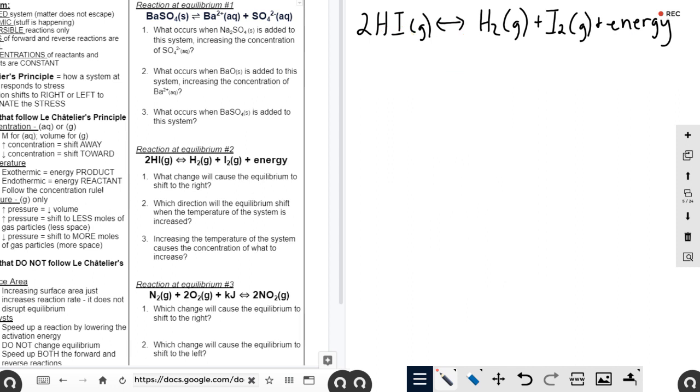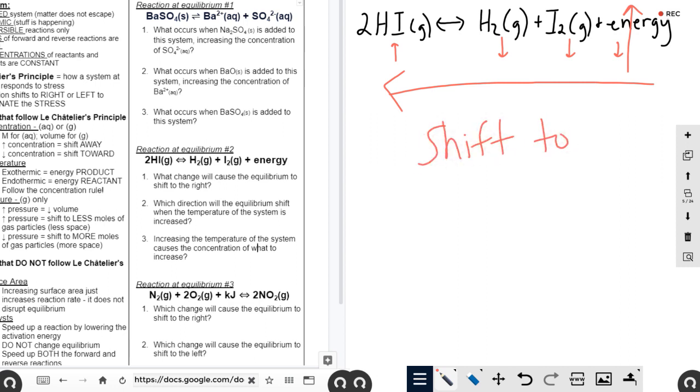All right, let's look at the next one. Which direction will the equilibrium shift when the temperature is increased? We talked about this already. That is represented as energy. So what is the crisis? I have too much. How do I get rid of it? I need to use it up. I shift this way, because when I do, this will start to go down, this will start to go down, this will start to go down, and then this will increase. So I need to shift to the left.